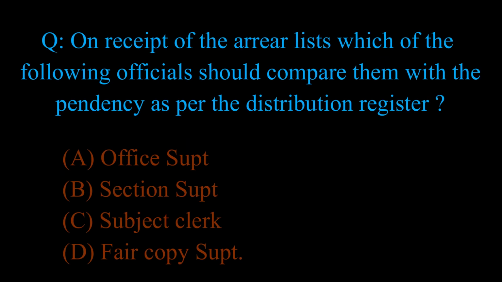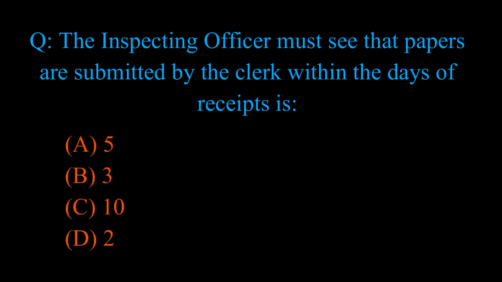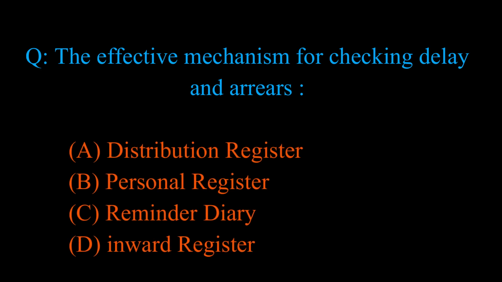On receipt of the arrear lists, which of the following officials should compare them with the pendency as per the distribution register? D. Fair copy superintendent. The inspecting officer must see that papers are submitted by the clerk within dash days of receipt. A. 5. The effective mechanism for checking delay and arrears is dash. B. Personal register.